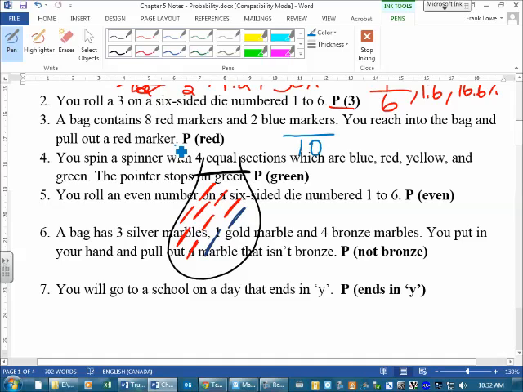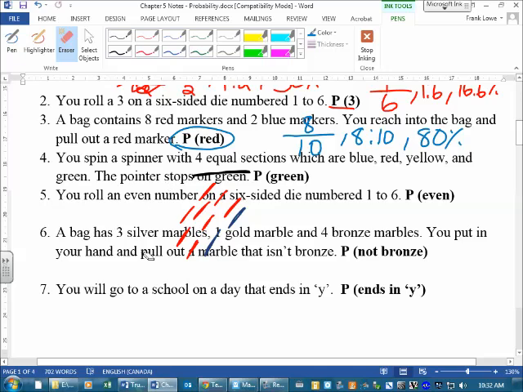Now it says you reach into the bag, and what is the probability that you're going to grab a red one? Well, how many of those 10 are red? 8. That's correct. So your probability is 8 over 10 as a ratio. 8/10, and that's 80%. Okay? Piece of cake? Hope so.